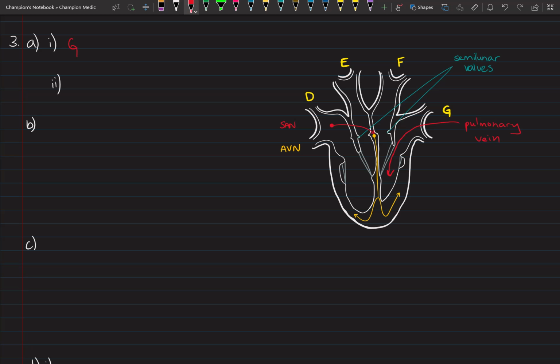Then part 2 is asking which blood vessel carries deoxygenated blood to the lungs. If it's carrying blood away from the heart, that means it must be an artery. And if it's carrying deoxygenated blood, we know that that's the pulmonary artery, and that's E.